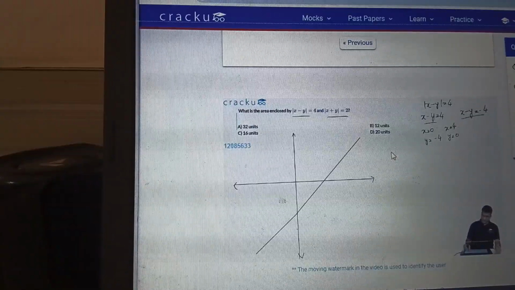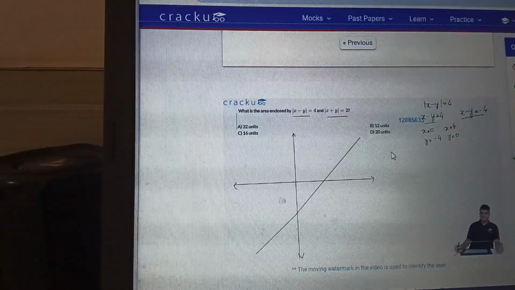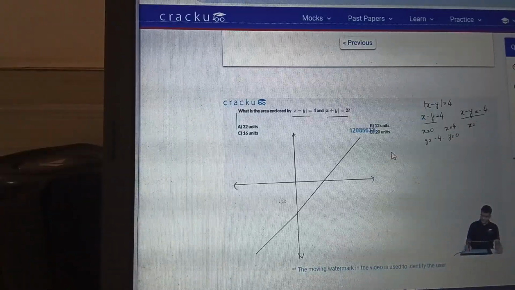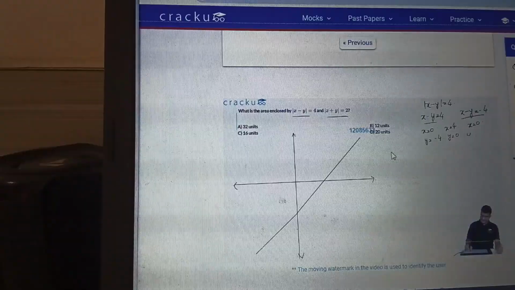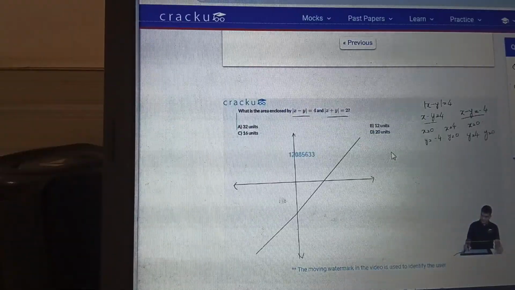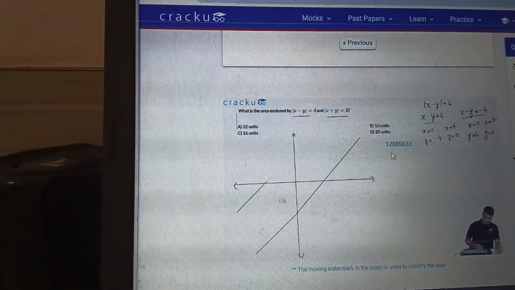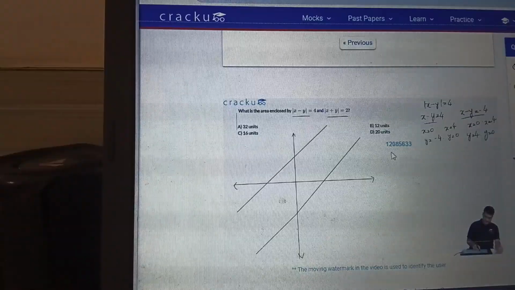Similarly, if you are trying to draw the line x minus y is equal to minus 4, we will again try to figure out where this line intersects the x and y axes. So if you put x equal to 0, which is the y-axis, y will be equal to 4. And if you put y equal to 0, then x will be equal to minus 4. So the line will look something like this. It is a line which is parallel to the earlier line.